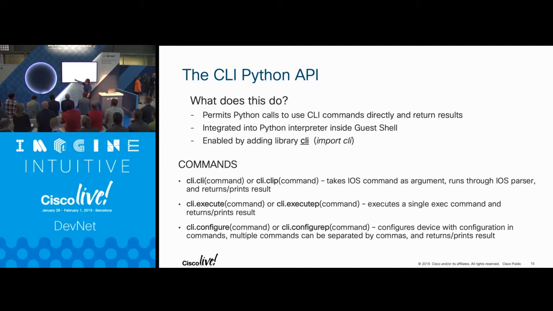You can see what we have here. I've got a cli command. It's going to take an IOS command as that argument there, and it's going to run it through the IOS parser. If we put a P on the end, we'll print the result. I've got an execute version of that. I want to make an execute level command, right? I don't want to go to exec mode and other things, just execute it. Or I have a configure option, which you should use if you're going to be doing configuration level commands within the device. In all cases, I can either return the result or print the result if I use a P.